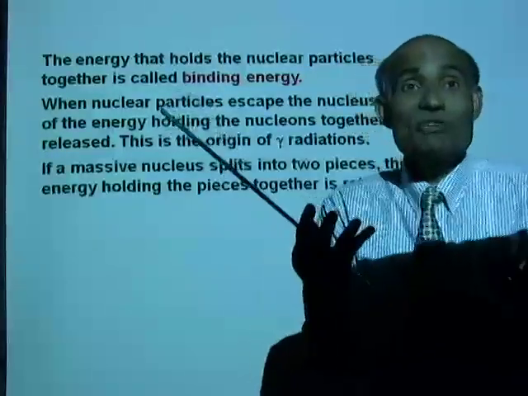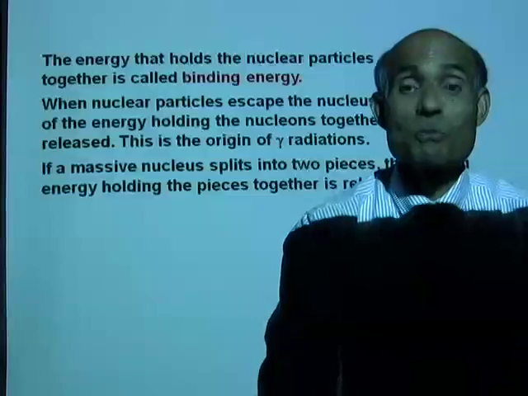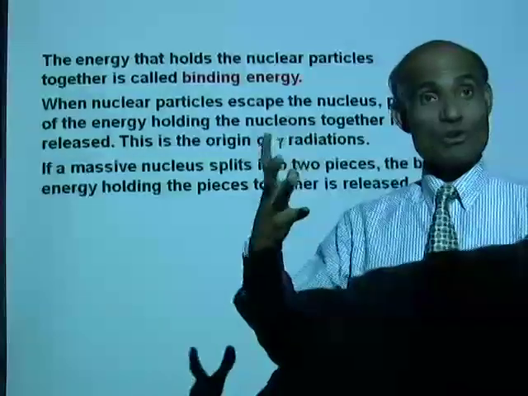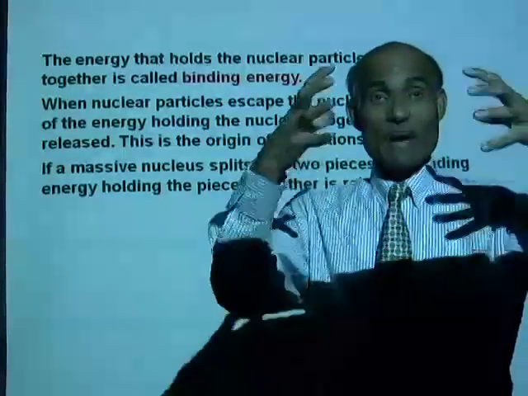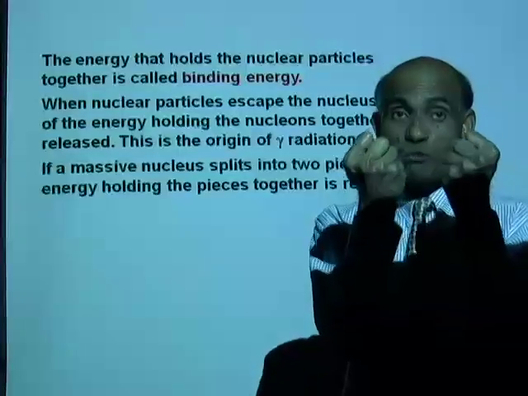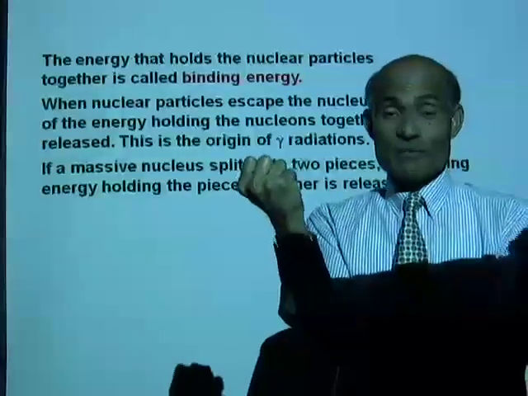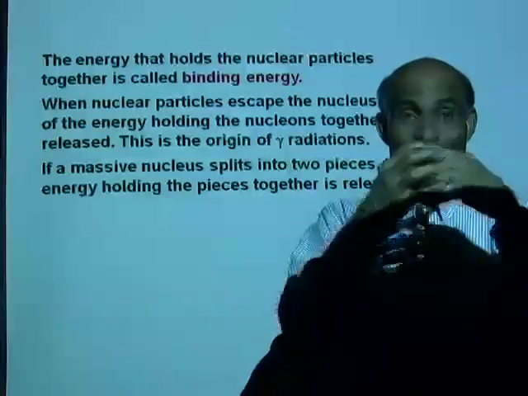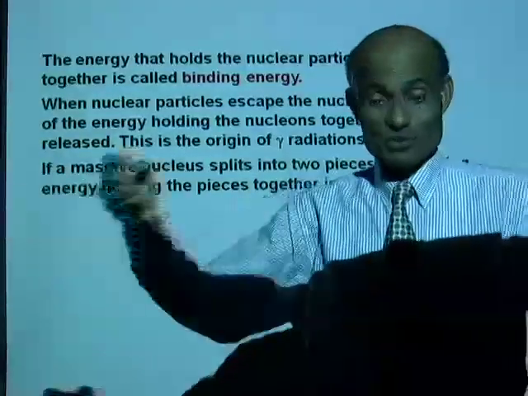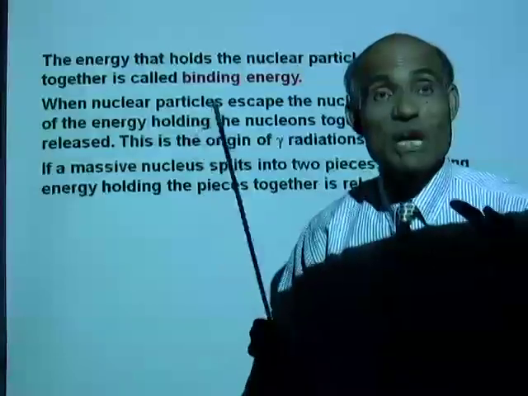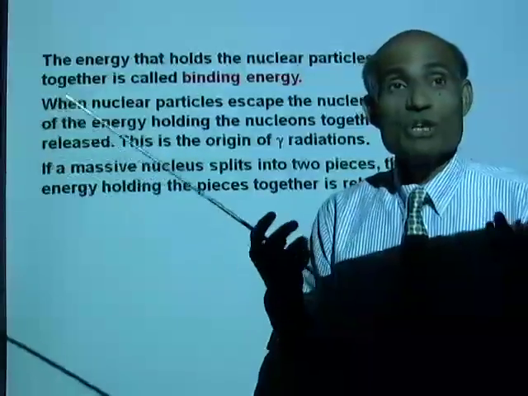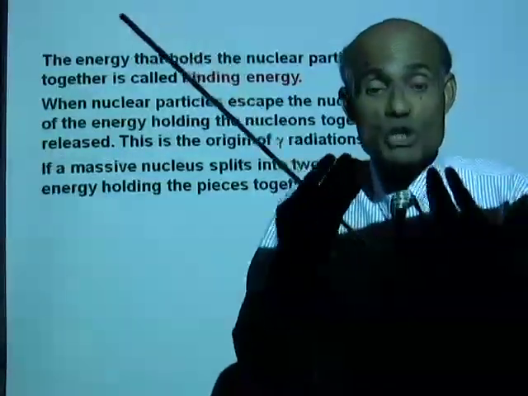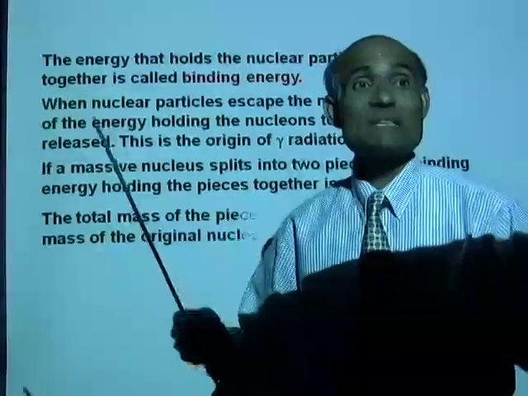And that is the origin of gamma radiation. If a massive nucleus splits into 2 pieces, now that's a different story altogether. If a massive nucleus can be made to split into 2 pieces, then the energy holding the pieces together, the binding energy, can be released. So one way to obtain a large amount of energy is to make a large nucleus split into 2 pieces.